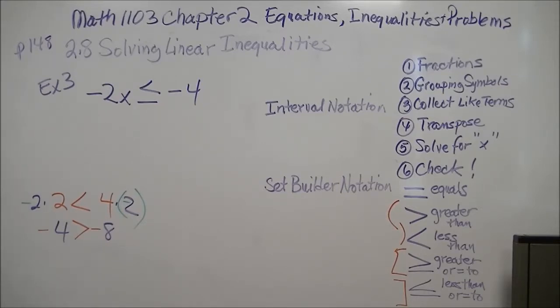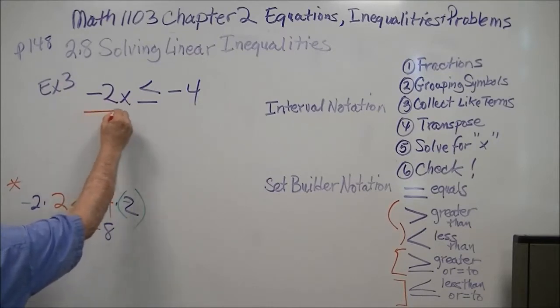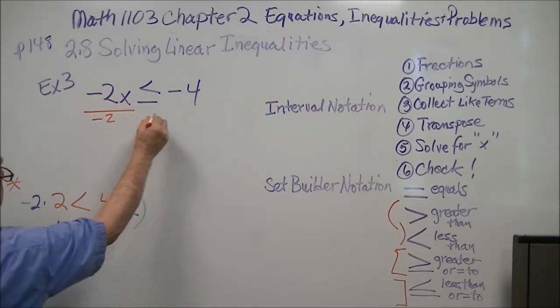That's super important. Put a big star by that. In order to keep this statement true, when we multiply by a negative or divide by a negative, we have to reverse the inequality sign to keep the statement true. So what are we going to do here to solve for x? We're going to divide by a negative 2.